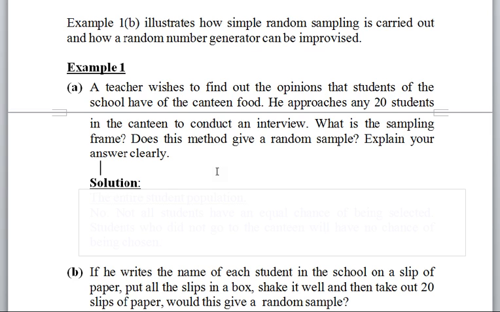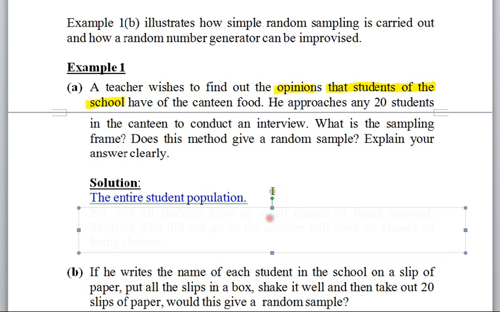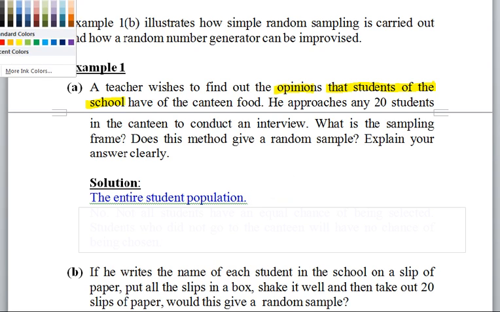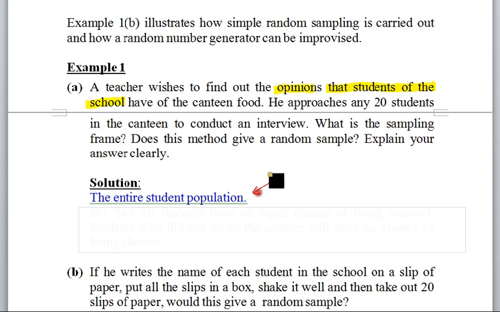The sampling frame, you get it from this sentence, right? He wants to find out opinions of students of the school. So that means you want to find out the opinions of all the students in the school, right? So the sampling frame must be all the students in the school, the entire population. The entire school student population. This is the sampling frame. In case it is not clear, this is answering the question.